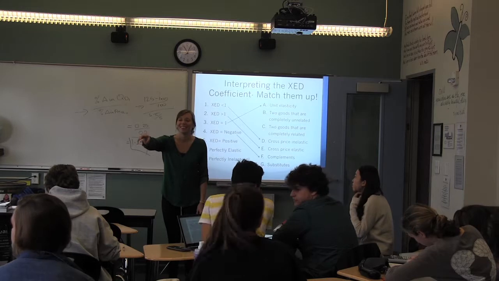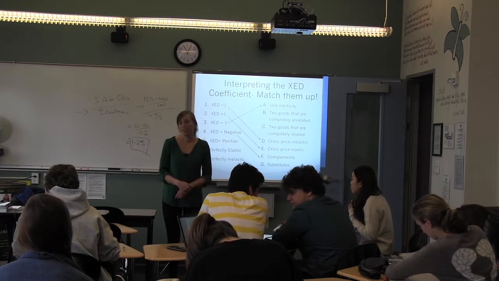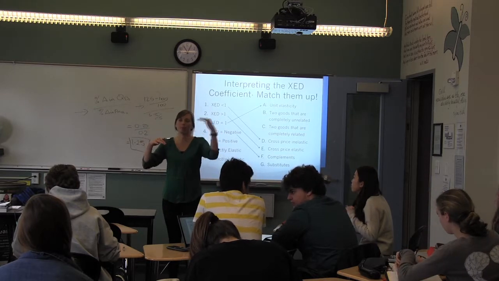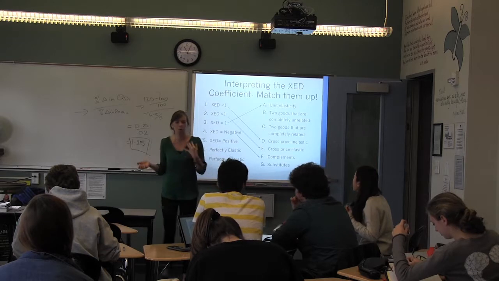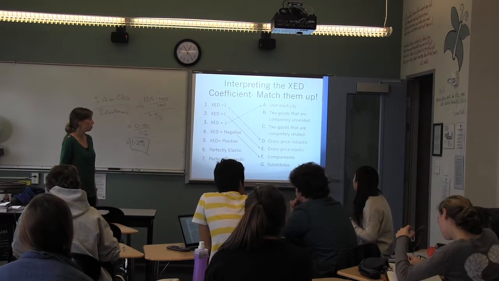So when the price of one good goes up, the quantity demanded of the other good goes up. It's just the fact that there is a positive relationship, because when the price of one goes up, the quantity demanded of the other also goes up. That's how we know that they're substitutes. Okay? Hannah, on to the next.